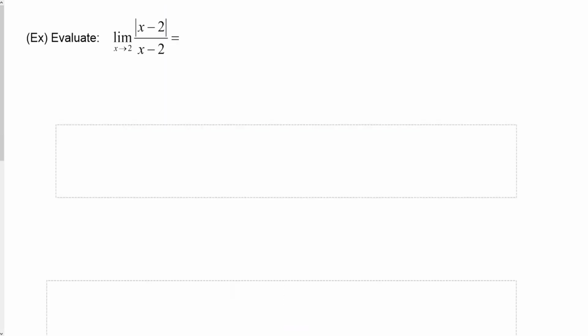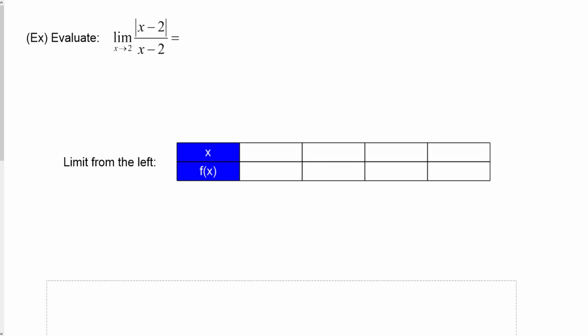Here's another classic example. So the limit as x approaches 2 of the absolute value of x minus 2 over x minus 2. In order to do this in the calculator, what we would need to do first is decide on values that are smaller than 2 but approaching. So 1.9 is smaller than 2. 1.99 is getting closer, and so forth.